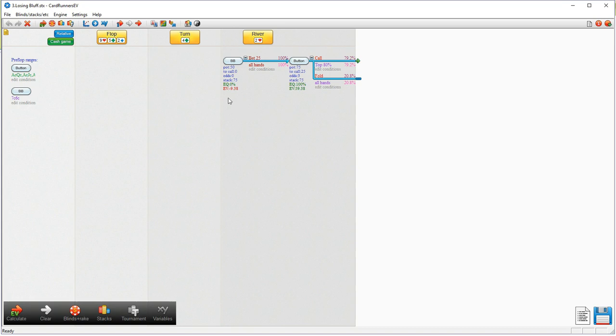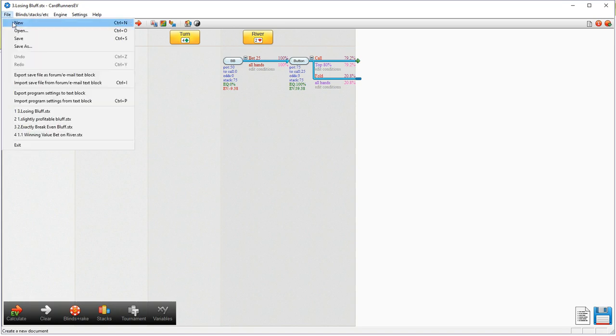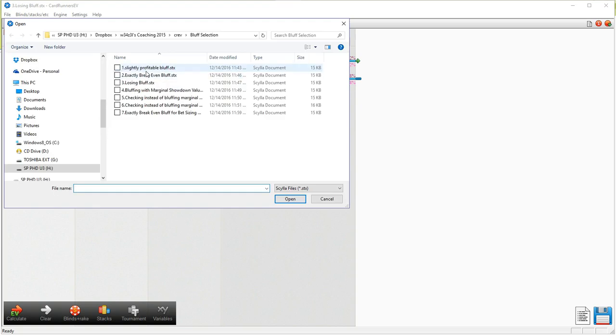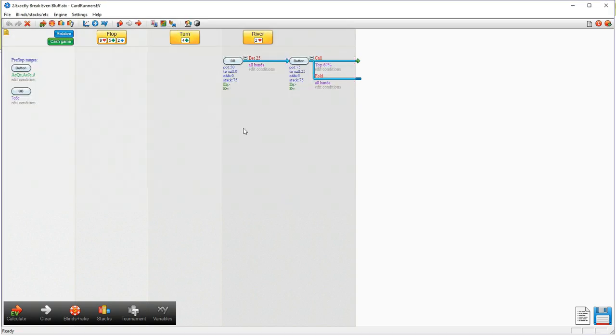Let's have a look at our expectation. It's minus 9.38. So by bluffing, we're actually losing an extra 9.38 big blinds because our opponent is simply not folding enough. It's actually a higher EV for us to check fold because we know that check folding is 0 EV. Now the other thing to keep in mind, if we go back to our original example here, the exactly break-even bluff.